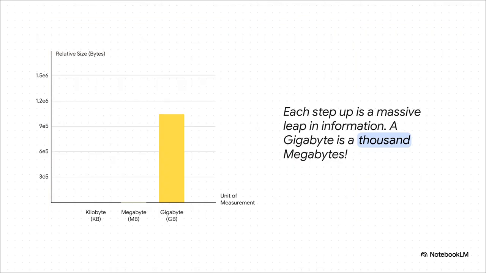And believe me, the scale of these things grows super fast. A kilobyte? That's about 1,000 bytes. Think of a really short email. A megabyte is about 1,000 of those, so maybe an MP3 of a song. Then a gigabyte is 1,000 megabytes. Now we're talking about a full HD movie. Every single step up is a huge jump in the amount of information.